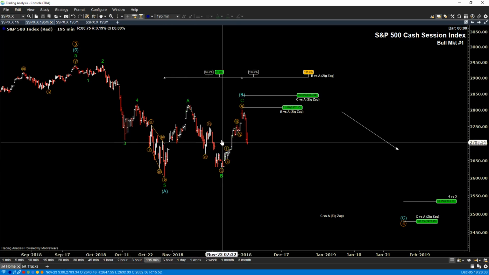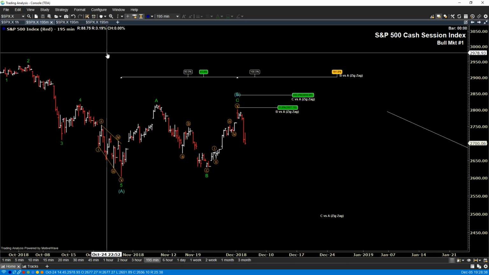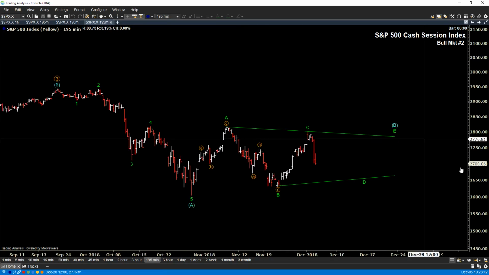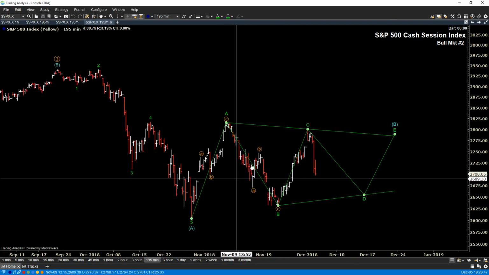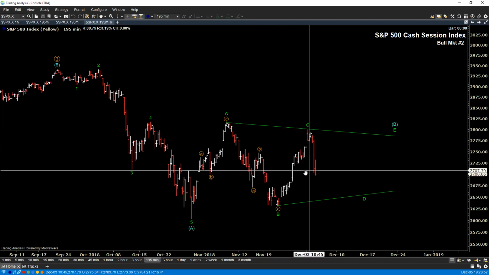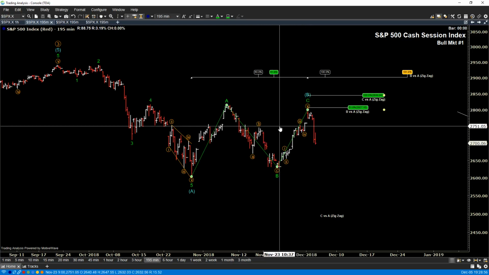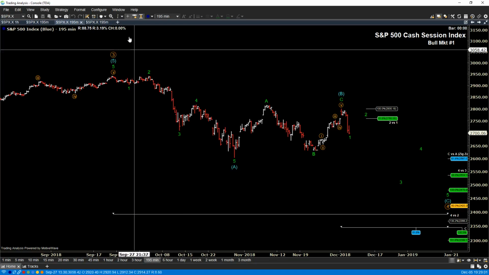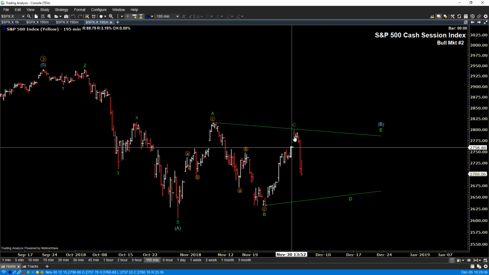Here's why I'm leaning towards this being a flat. Couple of reasons. Traditionally, a triangle has 3-wave subdivisions. This here is a pretty clear 5-wave move, which would be appropriate for it to be a C wave of a flat correction. Okay, 3, 3, 5, where the triangle count would need to be some type of a 3-wave substructure of C.